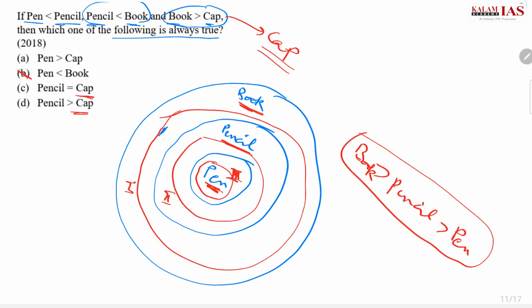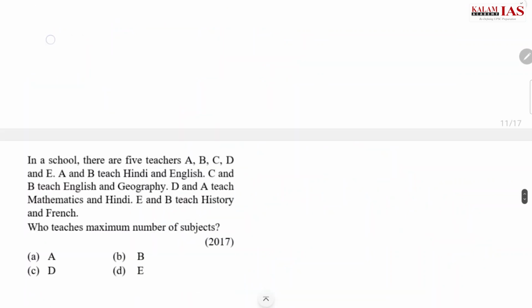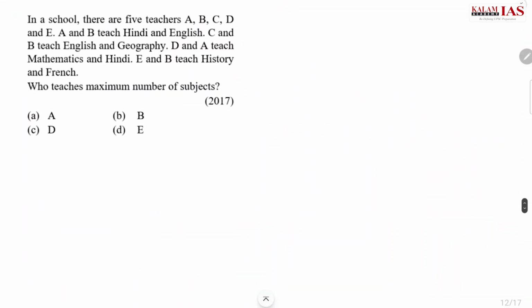Again, simple question. Just plot the Venn diagram and see the exact order of ascending or descending order, and you will easily get the answer. Moving on to the next question. You have 1 minute and then we'll attempt it.